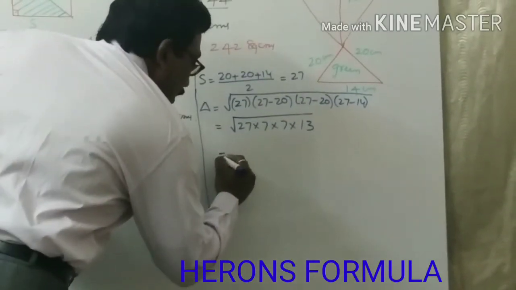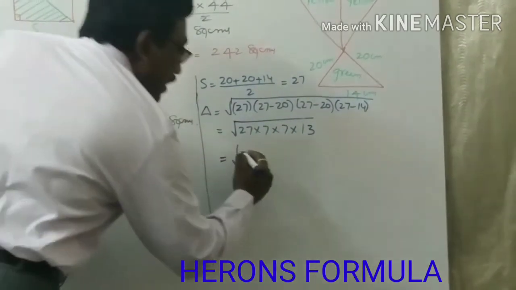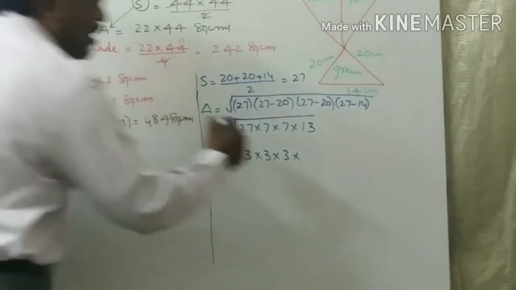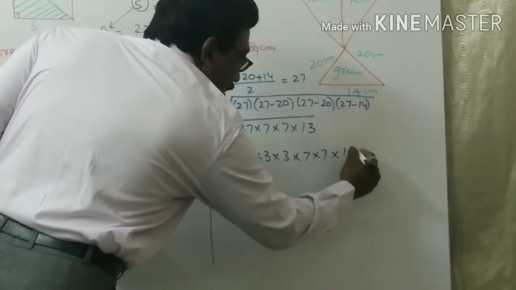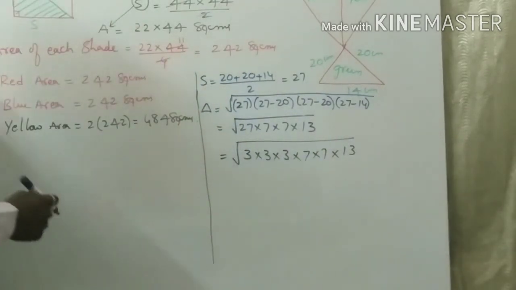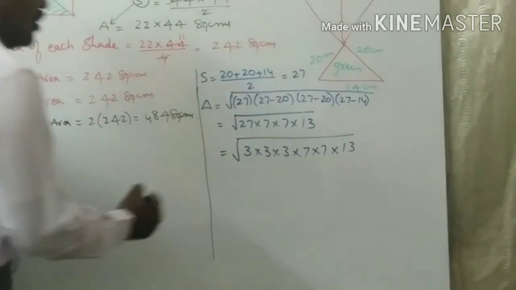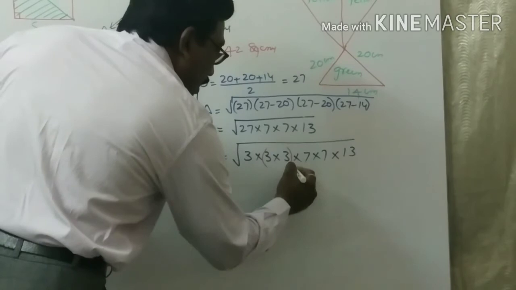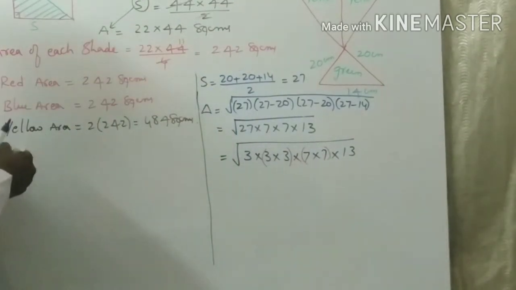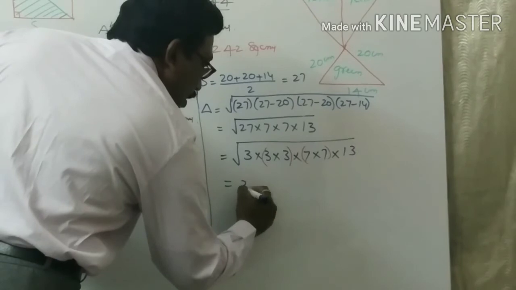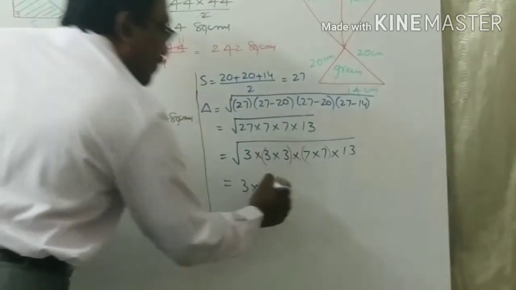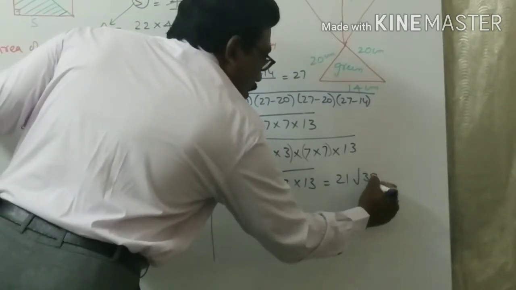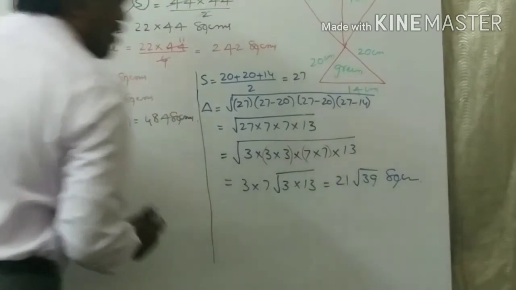Okay, now this 27 is a prime factorization. 3 into 3 into 3. 3 3s are 9, 9 3s are 27. And 2 7s are there. 13 is left. 13 is a prime number. We cannot split further. So, 2 3s are there. Here, I am finding the square root of this. 2 3s are there. 2 7s are there. So, I am taking one time out. So, 3 into 7 into, what are left inside? 3 into 13. So, 21 root 39 square centimeters.